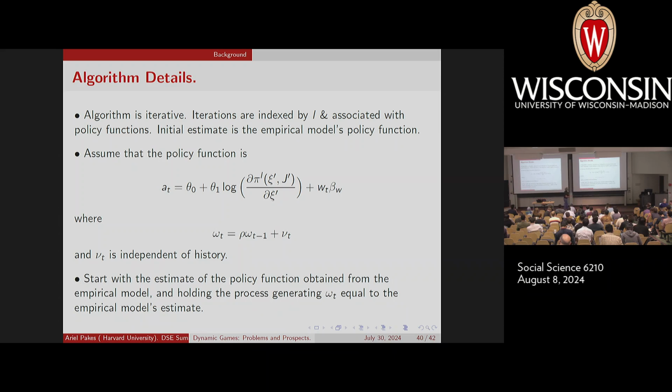So I'm going to start with the estimate of the policy function that I got from the empirical model. I'm going to try and see about an equilibrium, and just because I'm starting there, I'm likely to choose an equilibrium that's very close to the empirical model. The empirical model isn't an equilibrium, but I'm going to choose an equilibrium that's close to the empirical model, okay?